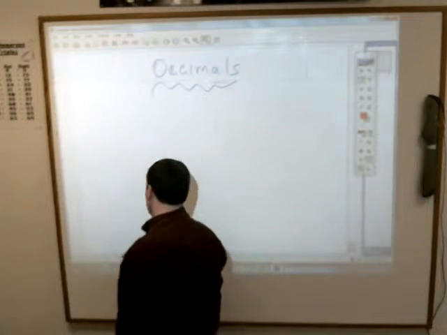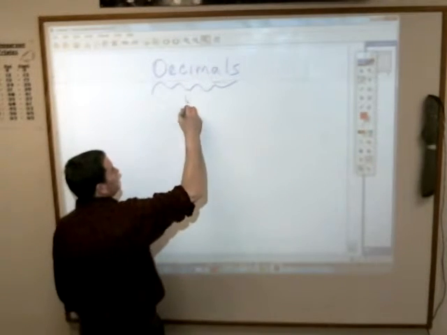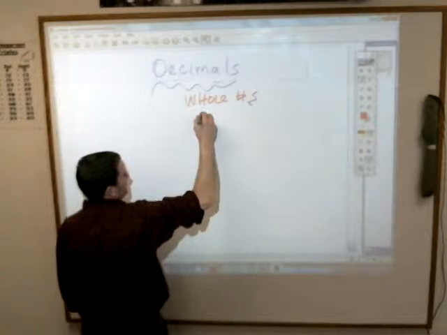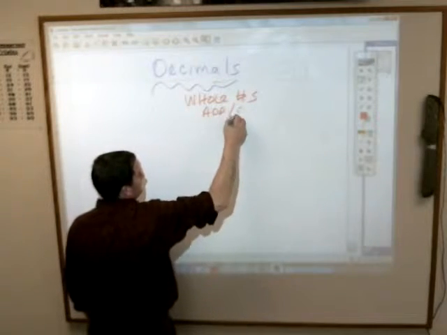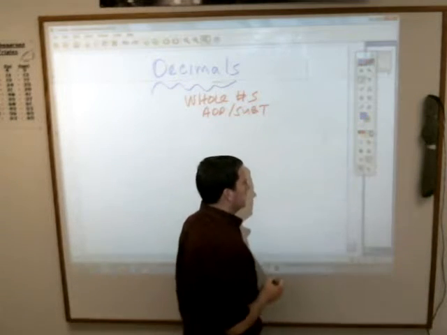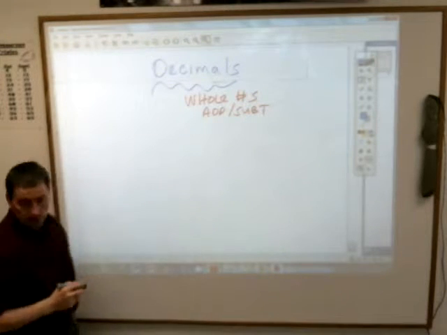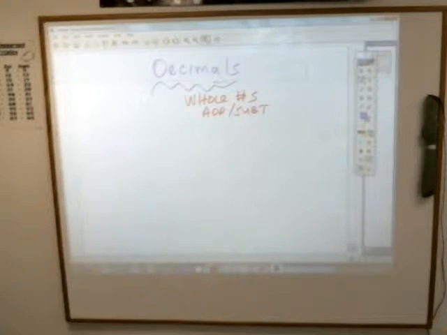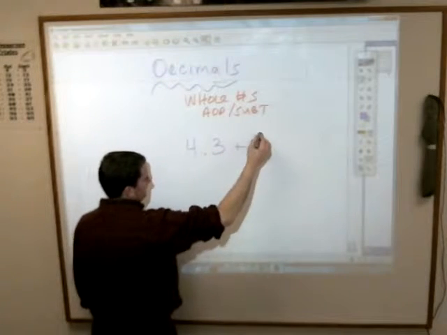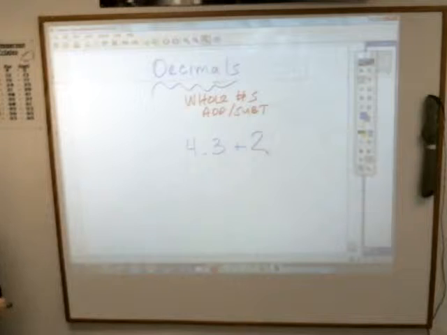Short yet exciting decimal note: what do we do with whole numbers when we add or subtract? I suppose the one important thing to remember is this. Let's say I have 4.3 plus 2. Well, if you look in your notes, when you add or subtract decimals, what is the rule?